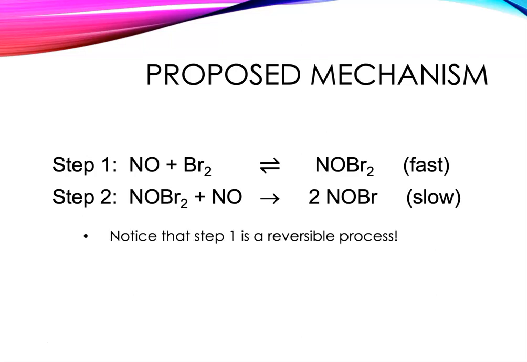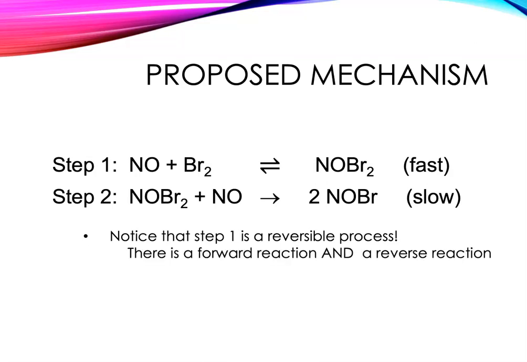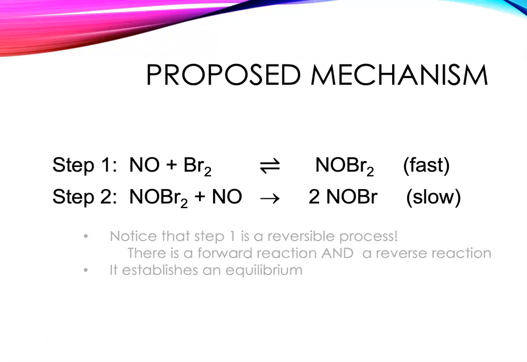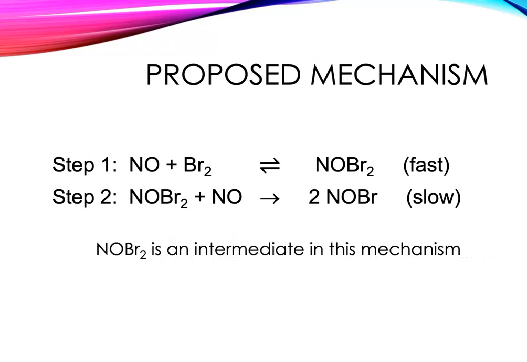Whew, okay, so I want to point out that step 1 is a reversible process. It's an equilibrium, all right? There's a forward reaction and a reverse reaction, and we need to take both of them into account when we're figuring this out. It establishes an equilibrium, and that means that the rates of the forward and reverse steps are equal. That's what it means to be at equilibrium, okay? So I do want to point out that NOBr2 is an intermediate in this mechanism. It's formed in step 1. It's consumed in step 2.